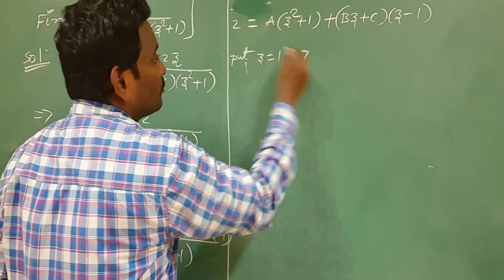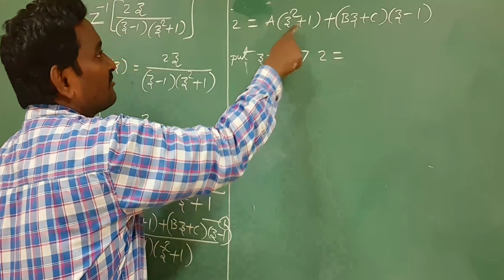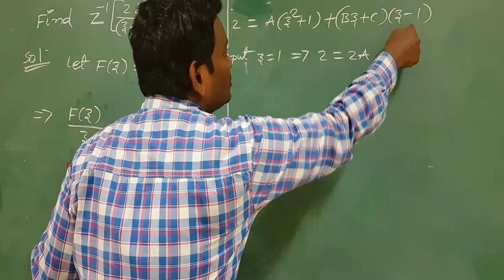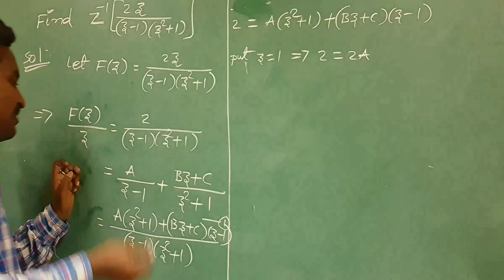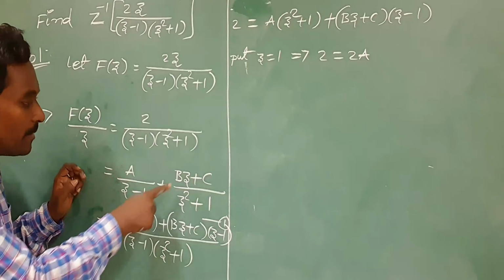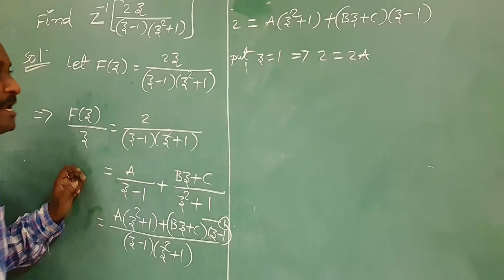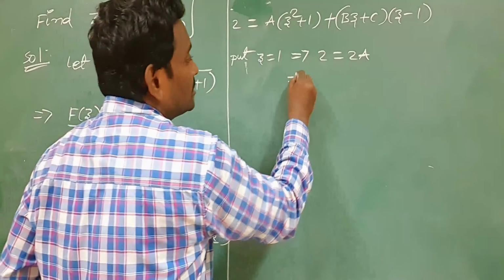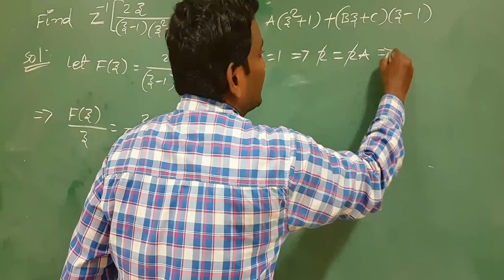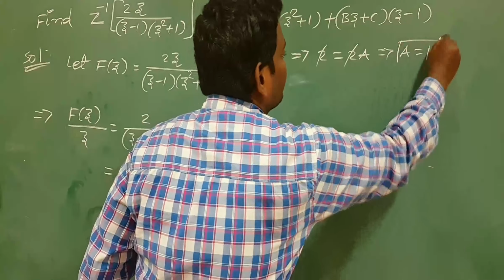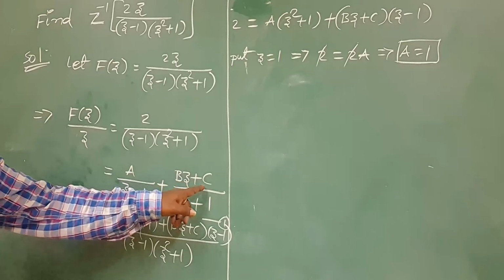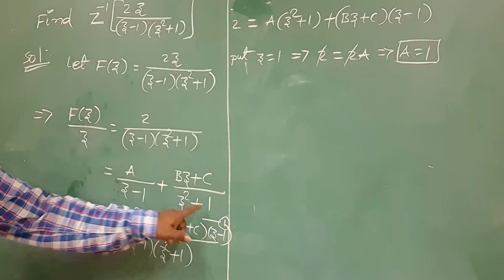So the left side is only 2, and the right side is 1 square plus 1, which would be 2a. This term becomes 0: 1 minus 1 is 0, and 0 into anything is 0. That's why whenever you replace the root of the denominator of capital A, automatically the b value and c value will be eliminated. Directly you will get the a value. 2 gets cancelled. You will get a is equal to 1. Highlight with a box. Now for the b value and c value, their denominator is z square plus 1.